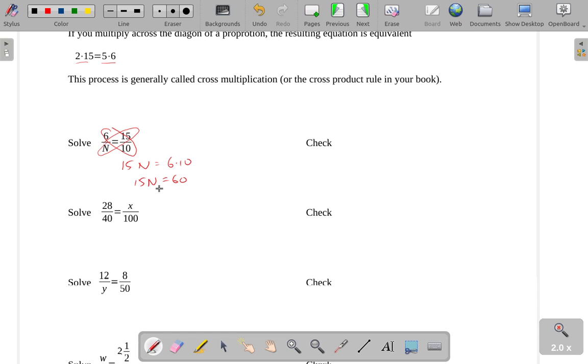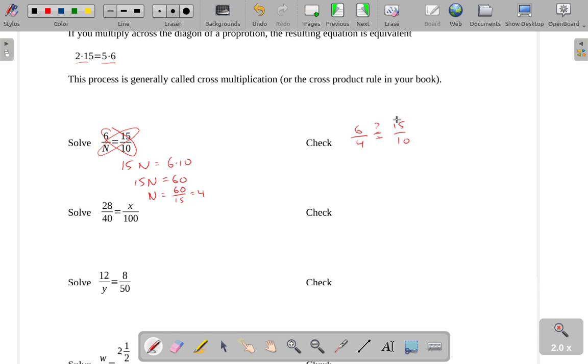And based on what we were just seeing for solving multiplication problems, I know that to find n here, I would take 60 divided by 15, which is 4. So n is 4. To check this, I'd just plug it back into the original equation. I could say 6 divided by 4, question mark, equals 15 divided by 10. So this is the original equation here. I'm just plugging in a 4 for n.